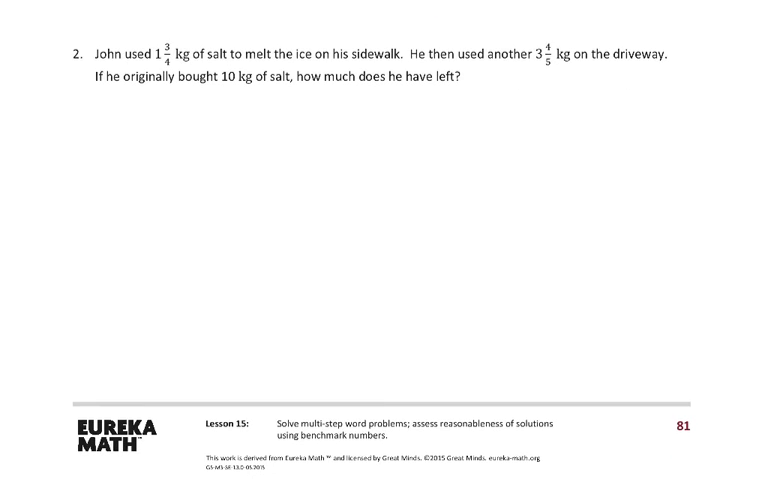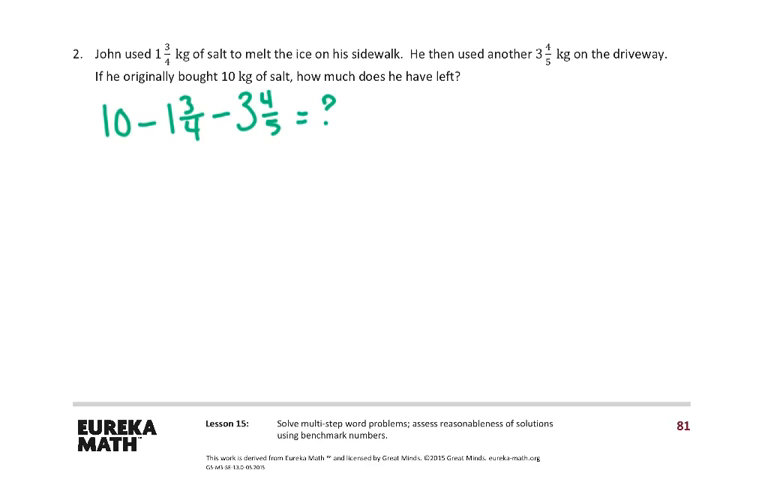So if we look at number 2, John used 1 3/4 kilograms of salt to melt the ice on a sidewalk. He used another 3 4/5 on the driveway. He originally bought 10 kilograms of salt. How much does he have left? So if you're thinking he has 10 to start out with, he uses it, so that would be subtraction. And then he uses 3 4/5 kilograms. We don't know how much he has left.